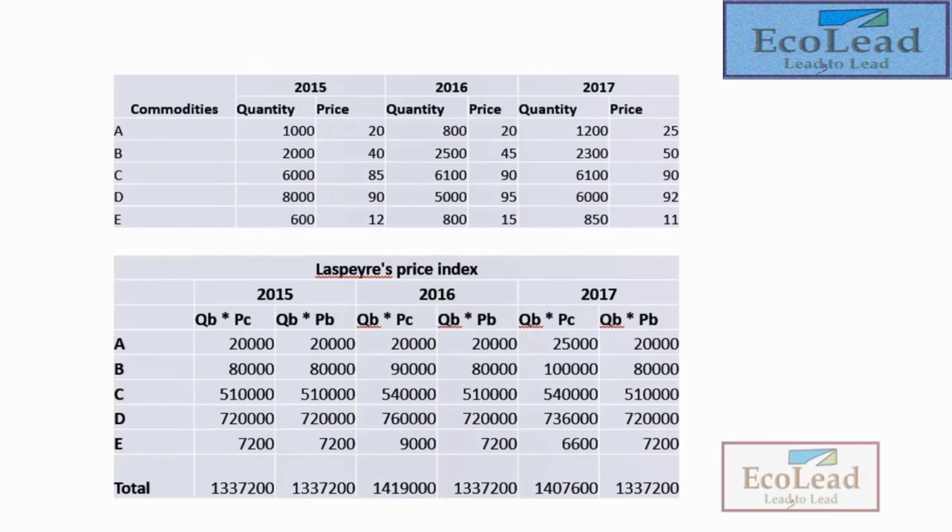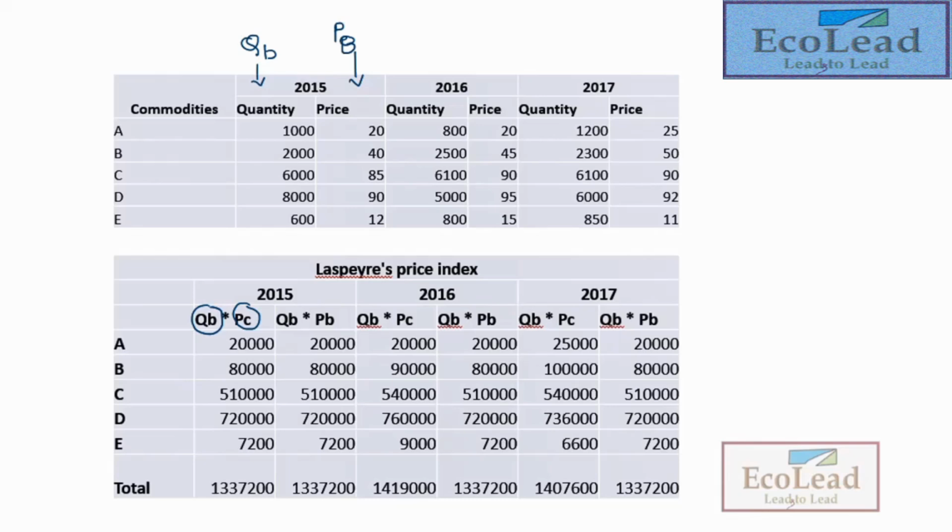Yes, here we already mentioned that QB is nothing but the quantity of 2015. So this will be our QB. And PC here, remember, since we are calculating it for 2015, the price of 2015 we will consider as PB, but for 2015 this is also PC. So for 2015, price of current year and price of base year will be the same.